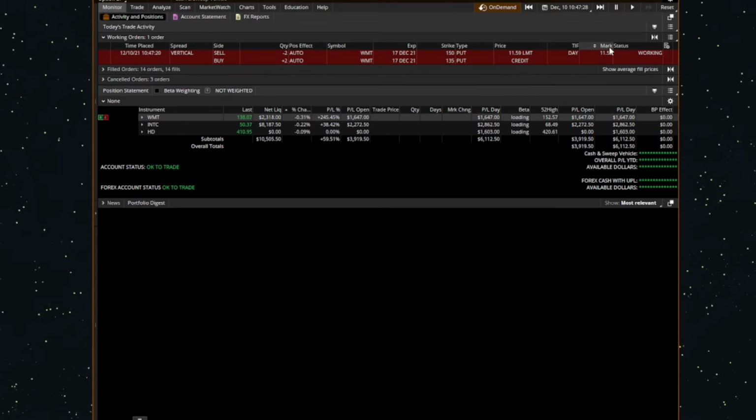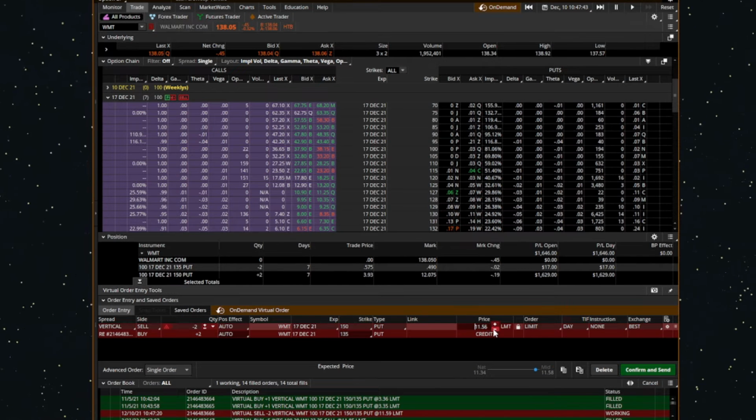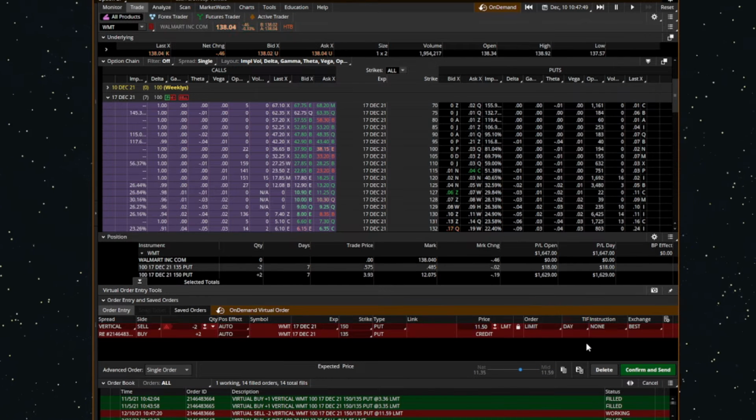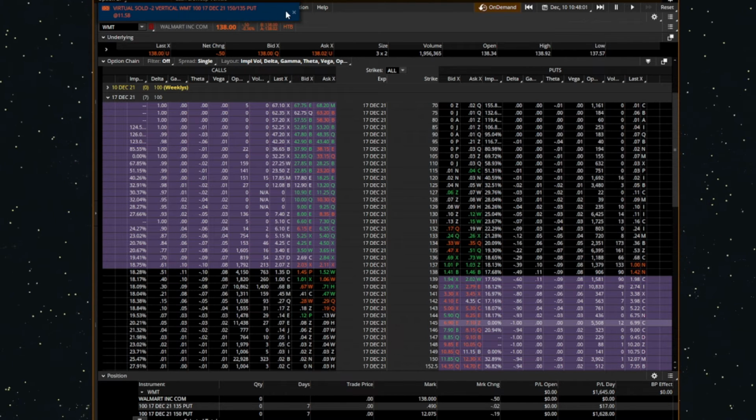If it's not getting filled, I'm going to decrease this just to get it filled here. So I'm going to decrease the credit to $11.50, hit confirm send, and now I sold them and I got $11.58.